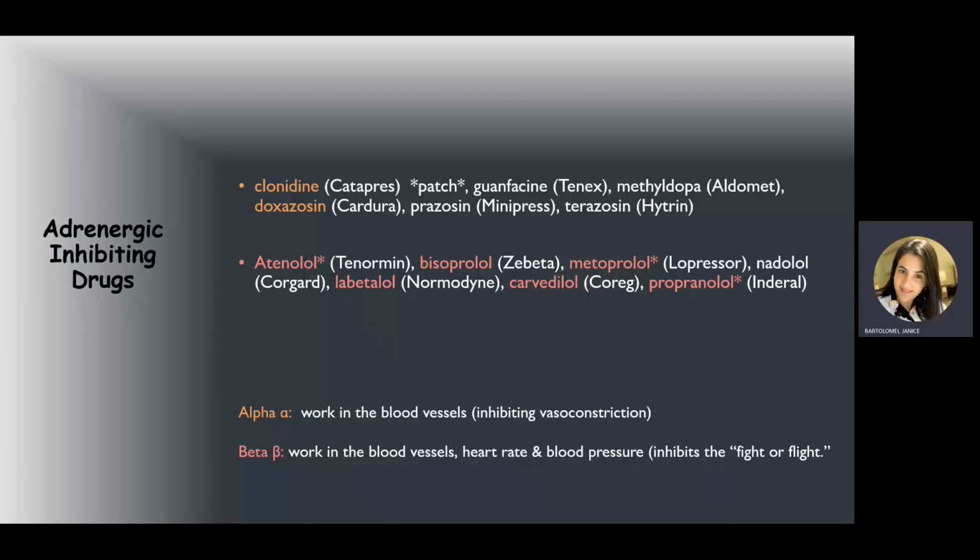Now, the betas end in -lol. So, low blood pressure. So atenolol, bisoprolol, metoprolol is very, very common. I tried for my common ones to give you a little star by them so you know they are common, and as well that you're listening to my lecture. Carvedilol is common as well, Coreg. And then propranolol is a beta non-selective.